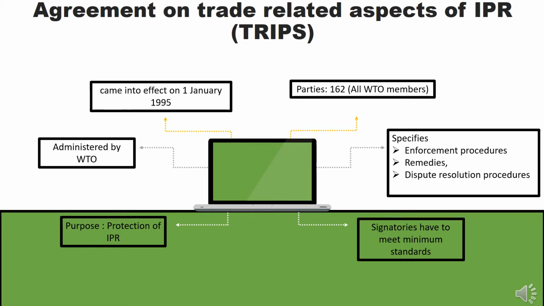It covers 8 areas for IPR legislation such as patent, copyright, geographical indication, etc. It also specifies enforcement procedures, remedies, and dispute resolution procedures. So, this was all about TRIPS. Now, we will see how IPR are protected in India.